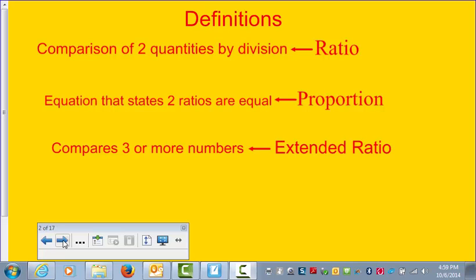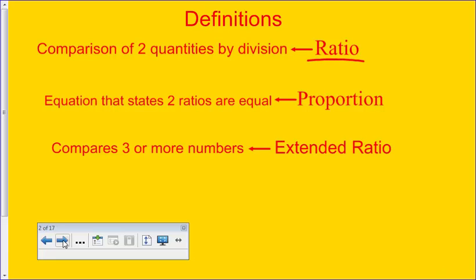The first one is ratio, and it's just a comparison of two quantities by division. So you can see a ratio of 2 to 1, or you can see it written like this, 2 to 1, notated like that. But don't drop off the 1 on the bottom of the fraction because that's important. It's in a ratio of 2 to 1.